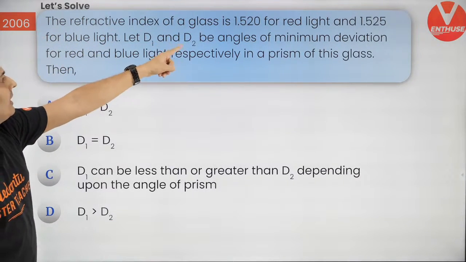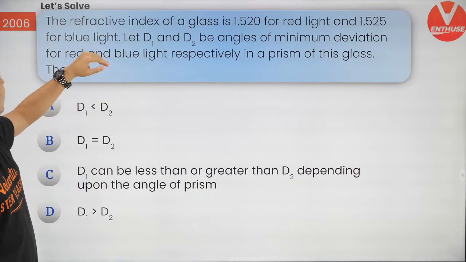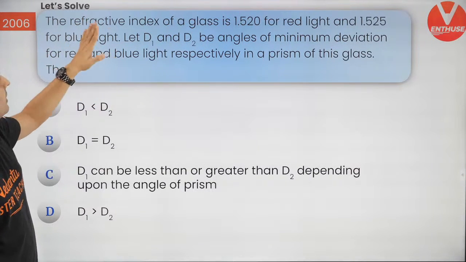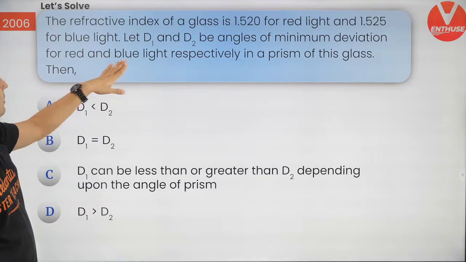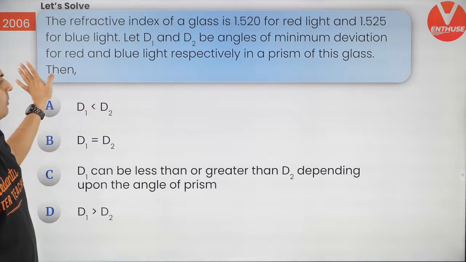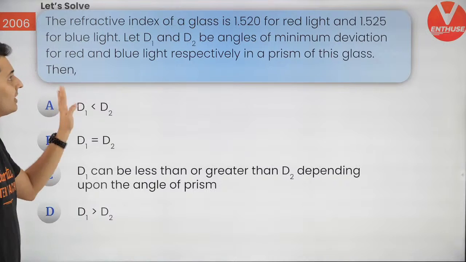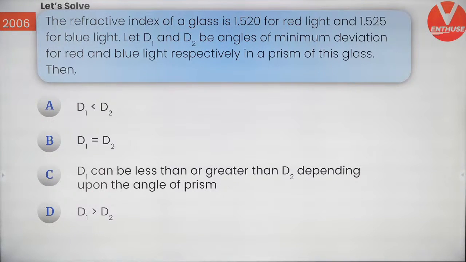The refractive index of glass is this for red light and this much for blue light. D1 and D2 be the angles of minimum deviation for red and blue in both these prisms. Then which deviation is more? Come on, think about it. Think about it. Which deviation is more?